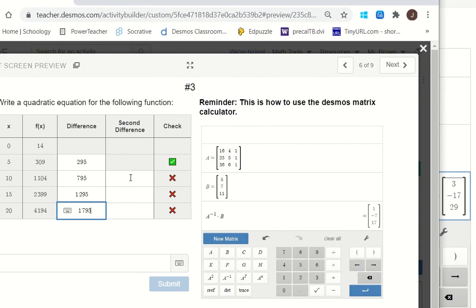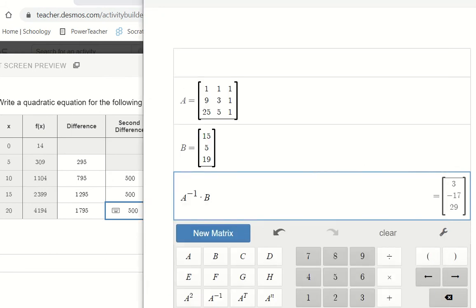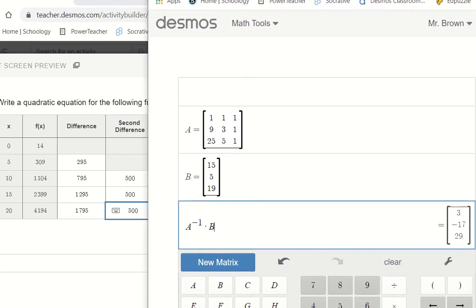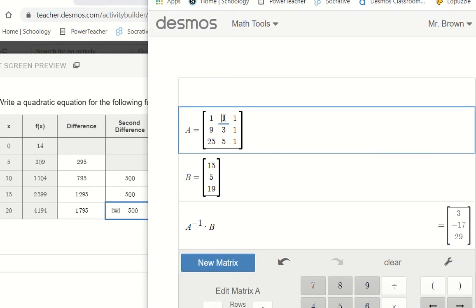And the reason I saw that is because I saw the second difference pattern being 795 minus 295 is 500. 1295 minus 795 is 500, and 1795 minus 1295 is 500. So it's quadratic, so again, we can use our same equation for solving quadratics using this matrix method. I'm not even going to delete anything. I'm just going to go in and edit this matrix. C is still just multiplying by 1. Now my x values are going to be 0, 5, and 10.